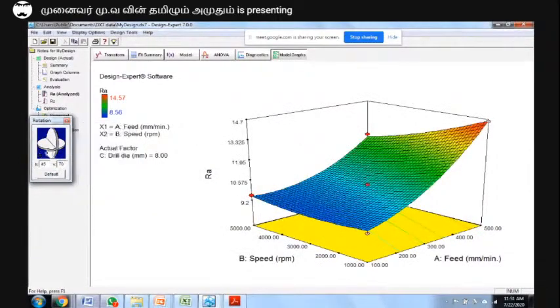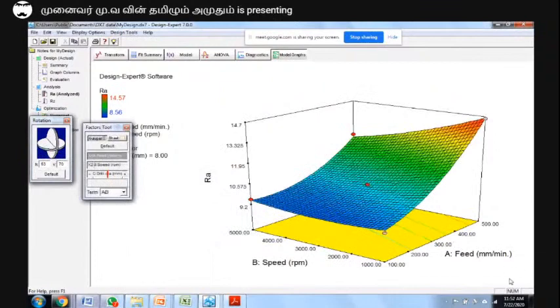And what was the last point? The fourth point is the combination of lower speed and higher feed rate. Higher feed rate will produce the higher RA value. Like that, we can do inferences.